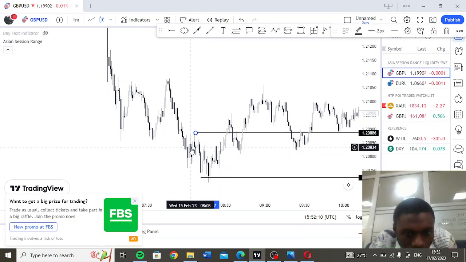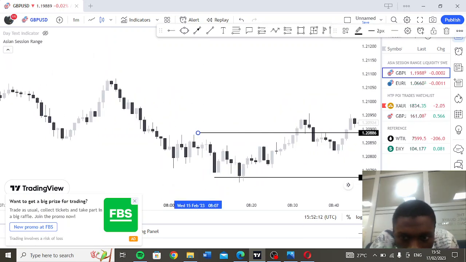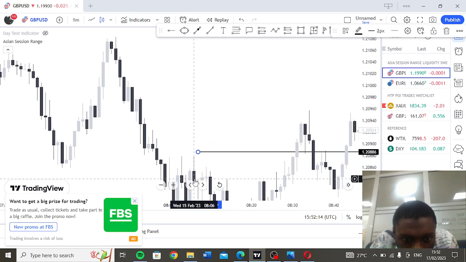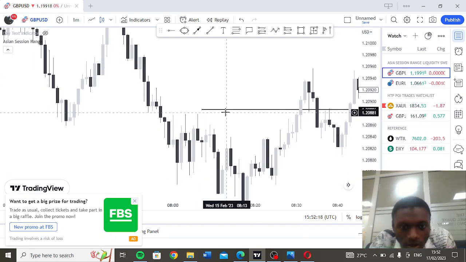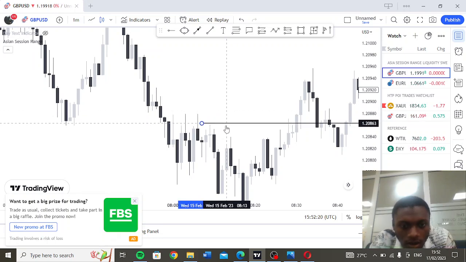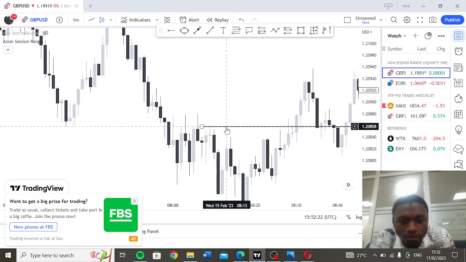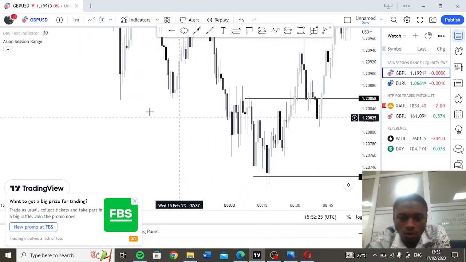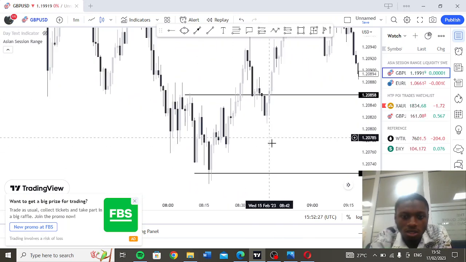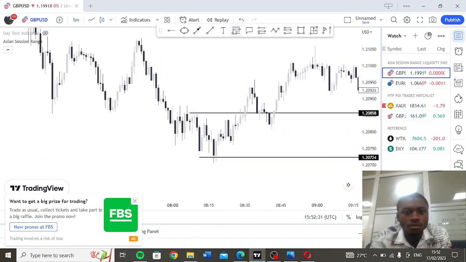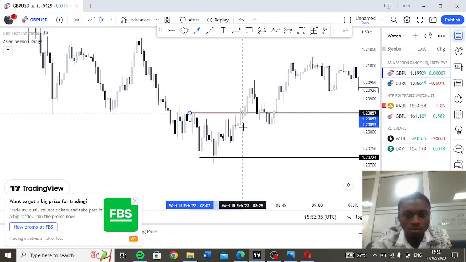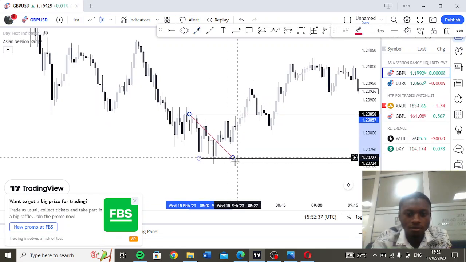Now let me see. Was it broken? Yeah, so that was broken. So this then becomes our confirmed high. What we are going to do is wait for a change of character. Now, this is the first sign of the market makers coming into the market. There's a break of this structure.